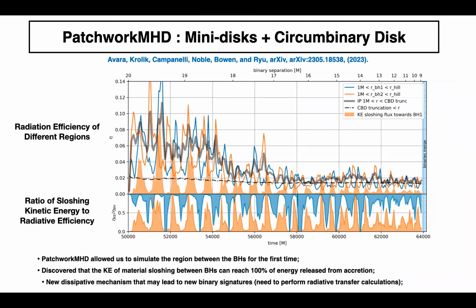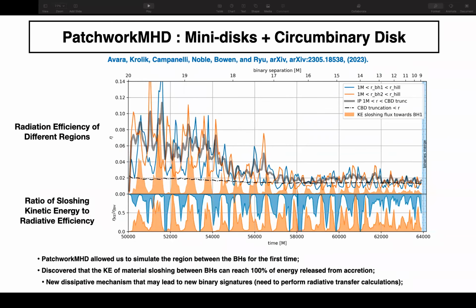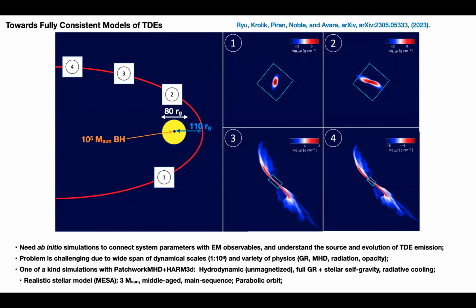We found that actually the mass flow between the mini disks was rather important in the energy budget. So you can get comparable radiative efficiencies from mass slamming into one mini disk from the other mini disk. And so it's actually really important that we've used Patchwork MHD to study this.